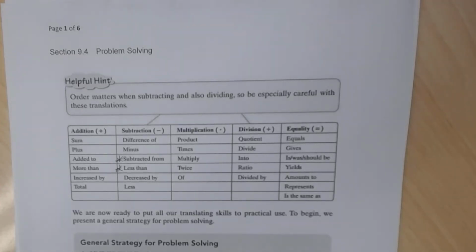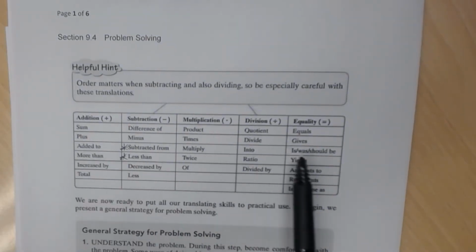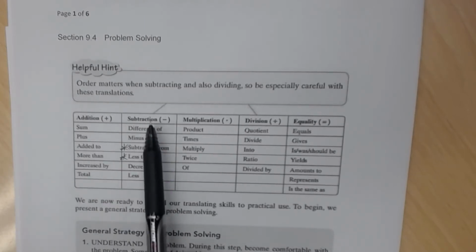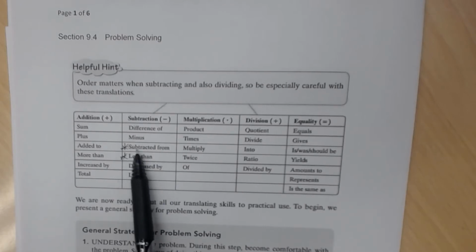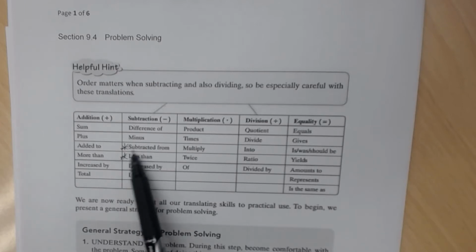Okay, so in this lesson we're going to look at problem solving, and this table that you're looking at, you saw this in a previous lesson. Just keep in mind that subtraction is not commutative, so you had to be careful with subtraction, especially with the words "subtract from" and "less than." Remember, the order in which you would write the expressions is not what you would see from left to right. So you had to be careful with these two.